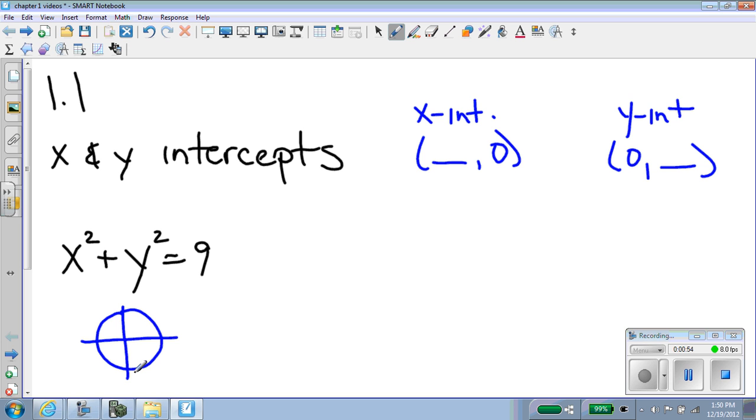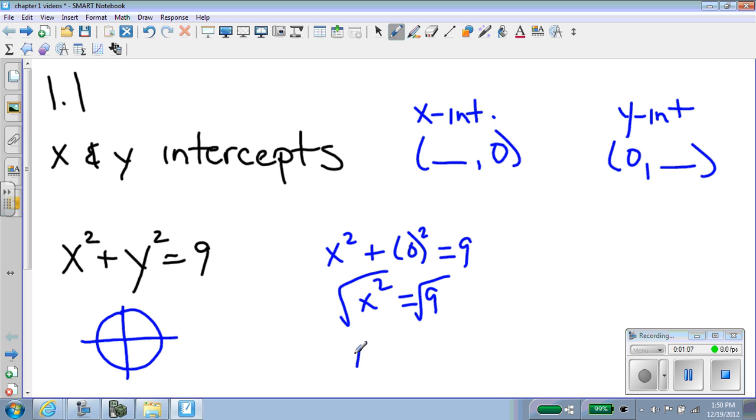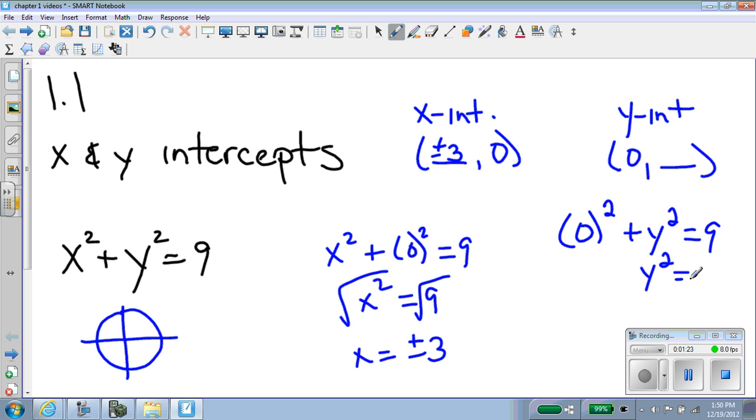If you didn't know that, you could find the x-intercepts by plugging 0 in for y and finding out that the x-intercepts are positive and negative 3. And you could find the y-intercepts by plugging 0 in for x and find that the y-intercepts are also positive and negative 3.